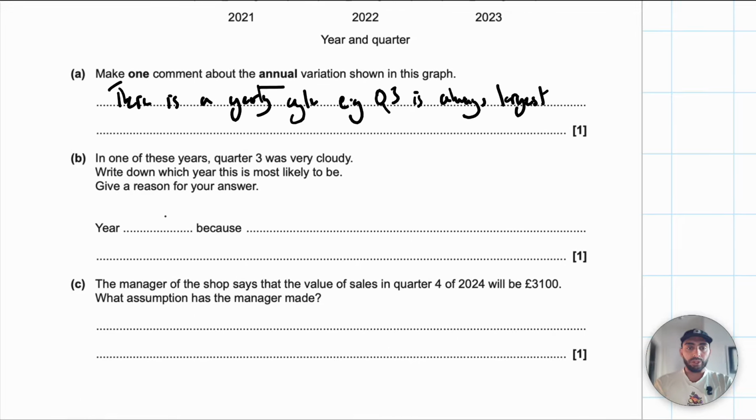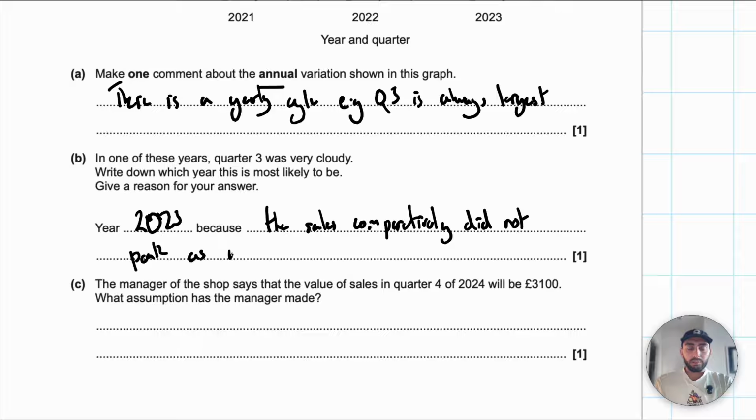So that 2023 was probably very cloudy because the sales comparatively did not peak as much as other Q3s.